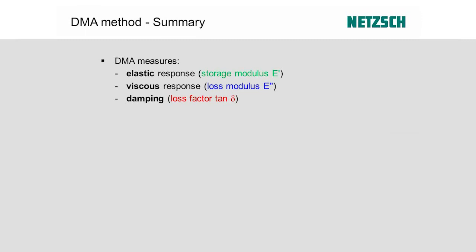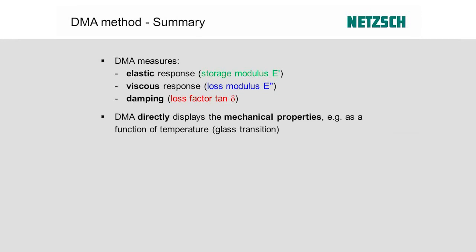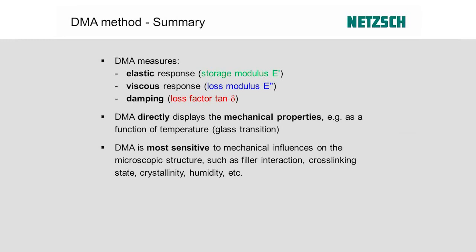What we just learned, so I would sum up. The DMA is the only device where I can take apart the elastic response with the storage modulus E prime and the viscous response with the loss modulus E double prime, and again measure the damping in order to characterize the mechanics of my sample. It directly displays the mechanical properties, for example, as a function of temperature. So it's not an indirect method, but I can directly determine my application range. And I tried to show you that the DMA is most sensitive to any mechanical influence on the microscopic structure, such as filler interactions, cross-linking state, crystallinity, the effect of humidity uptake, plasticizers, polymer blends, and so on. There are, of course, many more applications, but this is all something that you can see in the DMA.